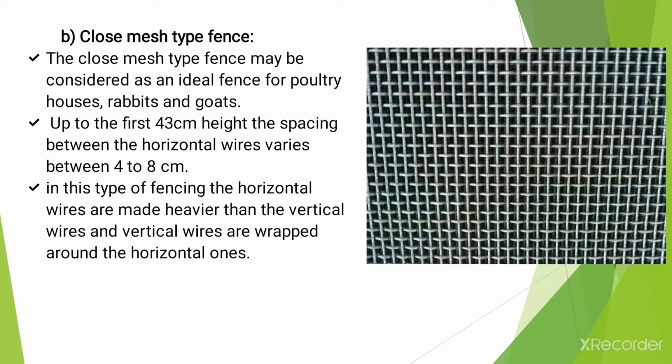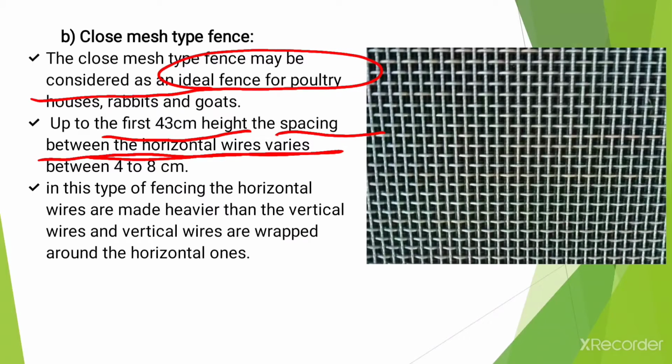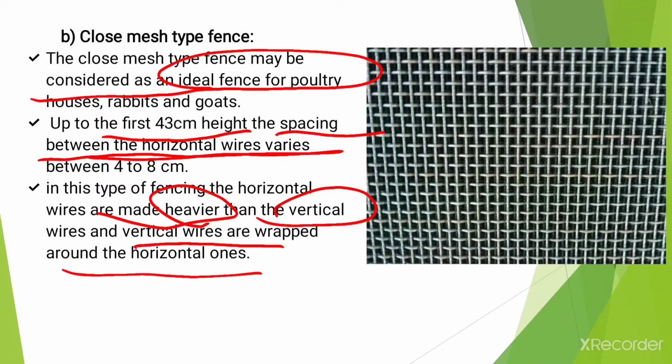The next type is the closed mesh type fence. The closed mesh type fence may be considered an ideal fence for poultry houses, rabbits, goats, etc. Up to the first 43 centimeters of height, the spacing between the horizontal wires varies from 4 to 8 centimeters. In this type of fencing, the horizontal wires are heavier than the vertical wires, and the vertical wires are wrapped around the horizontal ones.